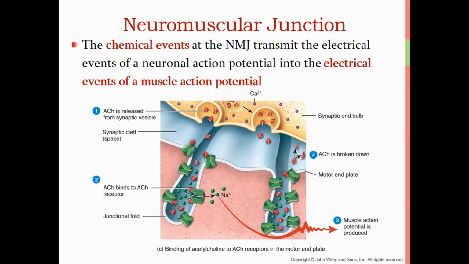The chemical events at the neuromuscular junction transmit the electrical events of a neuronal action potential into the electrical events of a muscle action potential. What that means is the acetylcholine traveling across, that's the gap, that's the go-between that will allow your body to convert an electrical signal that says, hey, muscle, contract.